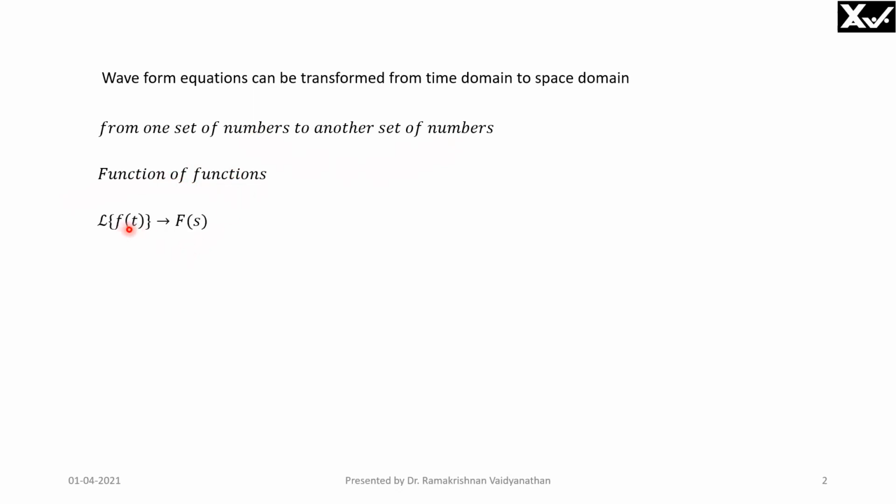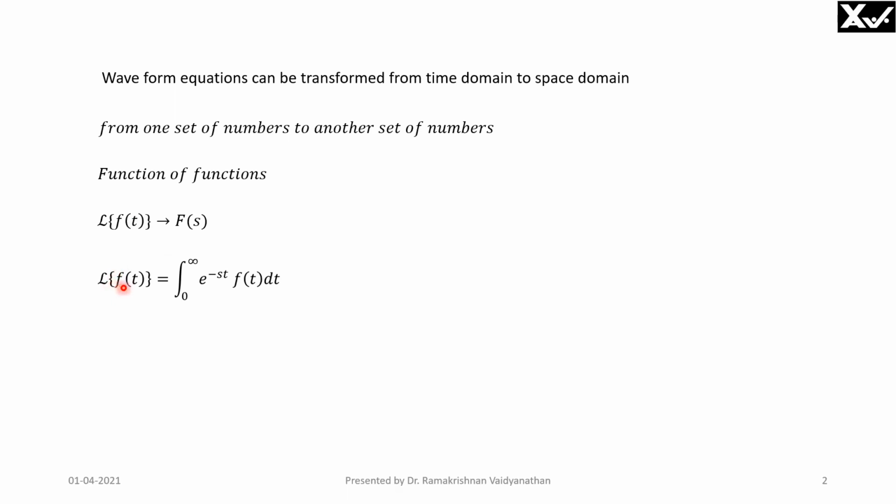f(t) is a function of time. You can use any variable x also, but this being a time function, periodic function sometimes, we call it f(t). And the space domain variable is called s. So Laplace transformation is a function of this function of t. It is called capital F of s. s is a variable, usually a complex variable.